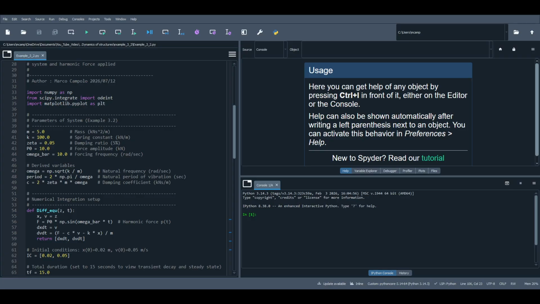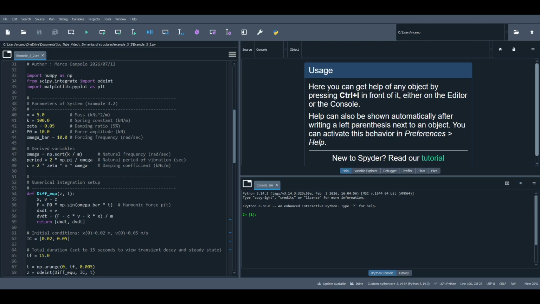P0 is the maximum strength of the external vibrating force. Omega bar is how fast the external force oscillates. After that there are the derived variables, so omega is calculated as the square root of the spring constant divided by the mass. The period is 2 pi divided by omega, the natural period of vibration. C is the damping coefficient, calculated as a function of zeta, the damping ratio, the mass and omega.